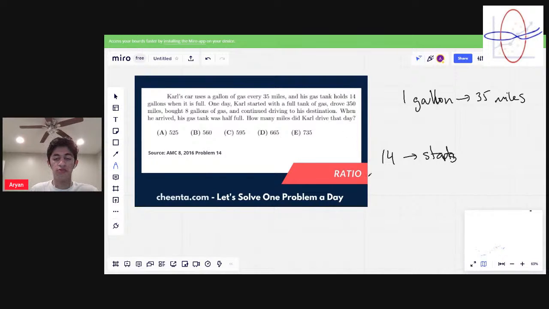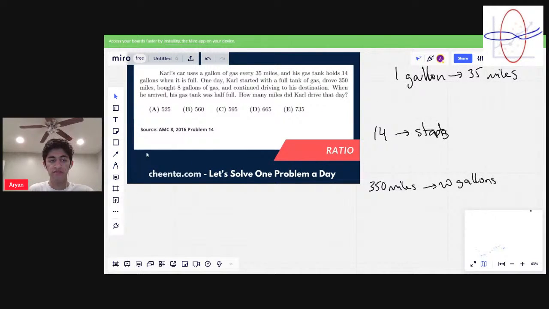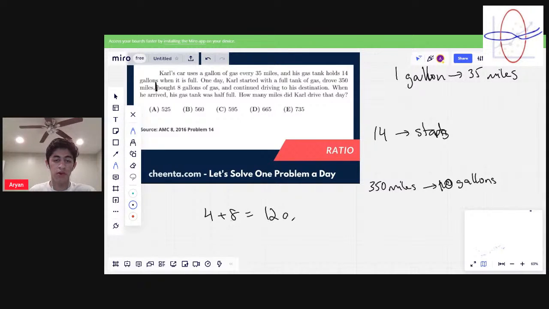And they say he drove 350 miles. So 350 miles corresponds to 10 gallons, because we know that 35 miles is 1 gallon. So he drove 350 miles, or the equivalent is he used up 10 gallons, which means he's left with 4 gallons. Up until this point, we know that he's at 4 gallons. Then it says he bought 8 gallons, so if we add 8, we now have 12 gallons of gas.